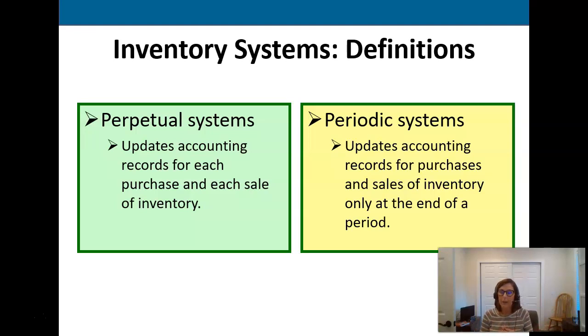Unlike the periodic system, where we don't bother to track the individual items we sell. We just collect money for sales, and then at the end of the period we go out in the warehouse and we count what's left. We know what we started with, we know what's left, and we figure we must have sold the rest.